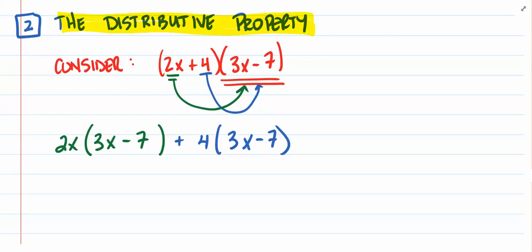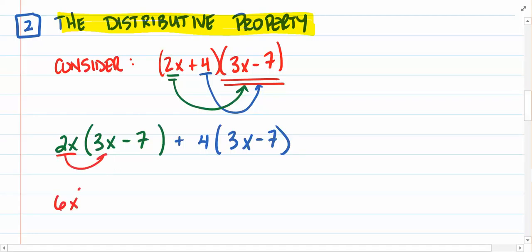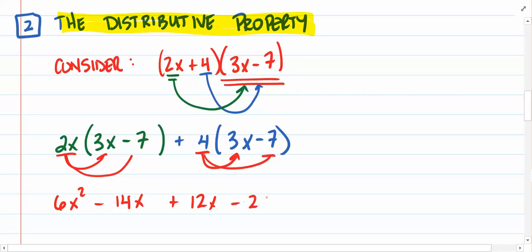Now we can distribute the 2x again, right? So I can distribute the 2x into the 3x. That would give me a 6x squared. And then 2x times minus 7 gives me minus 14x. And then the 4 into the 3x would give me a positive 12x. And then the 4 distributed to the negative 7 gives me negative 28.